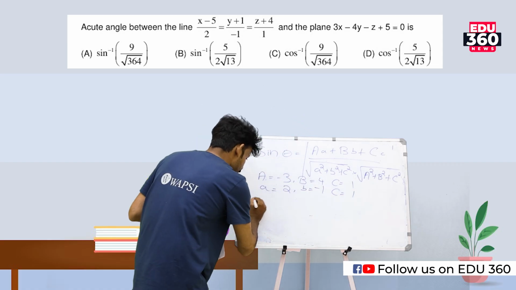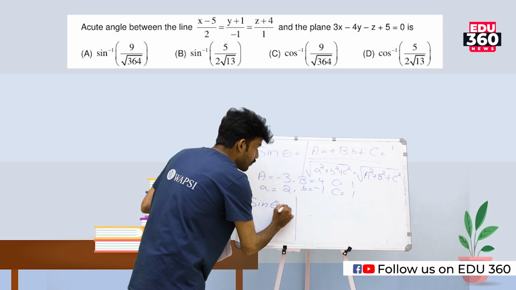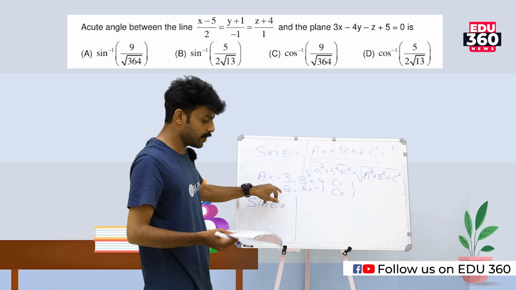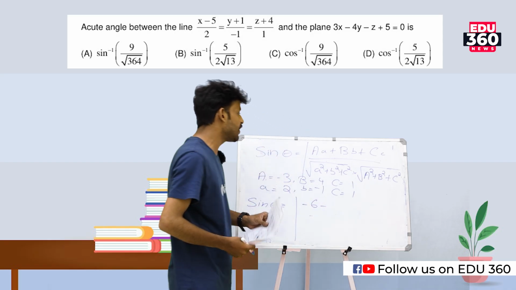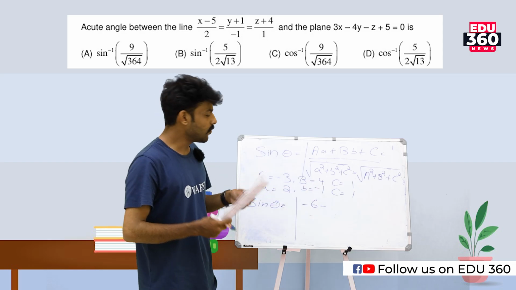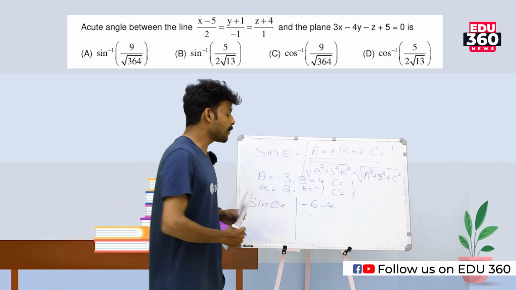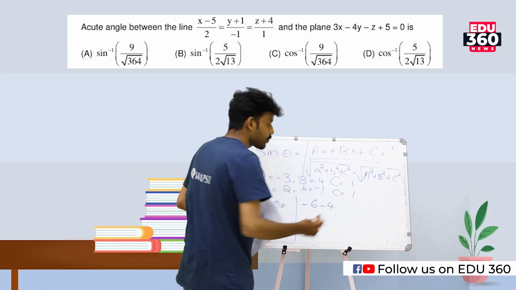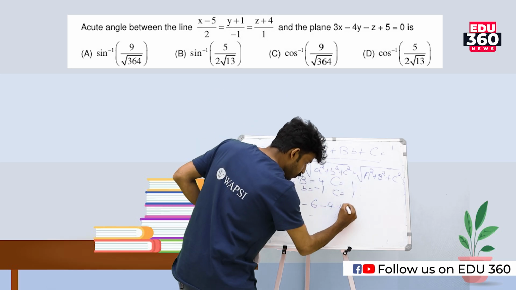So now sine theta, just substitute the values here. Sine theta is equal to modulus of Aa, so minus 3 into 2 means minus 6. The numerator will become minus 6, and Bb means 4 into minus 1, so it will become minus 4. And what about C? This is uppercase C and this is lowercase c. While multiplying this, we will get positive 1.